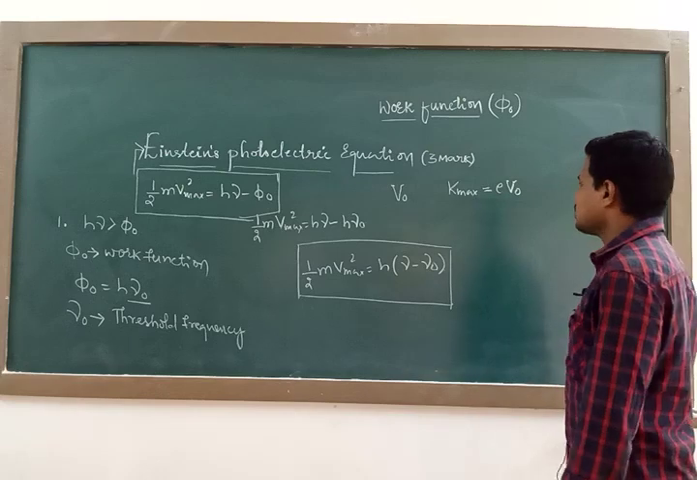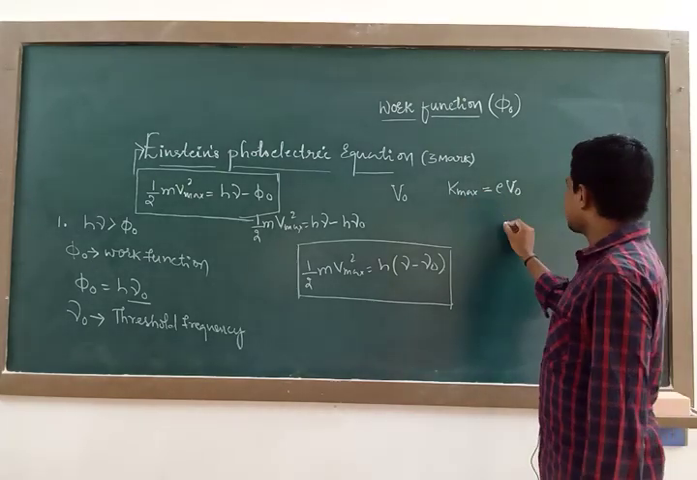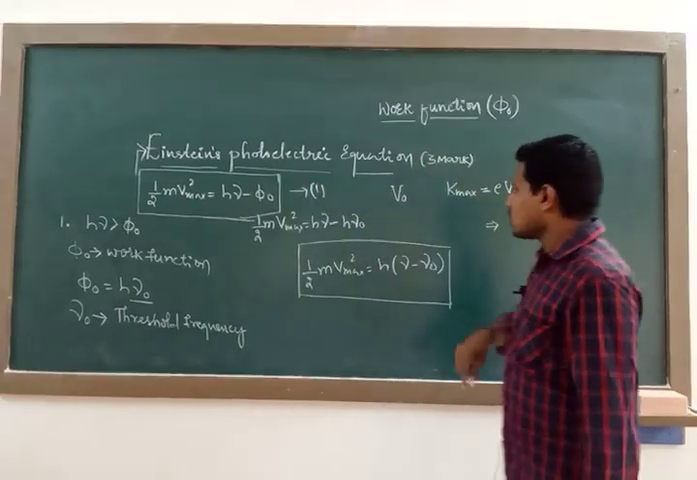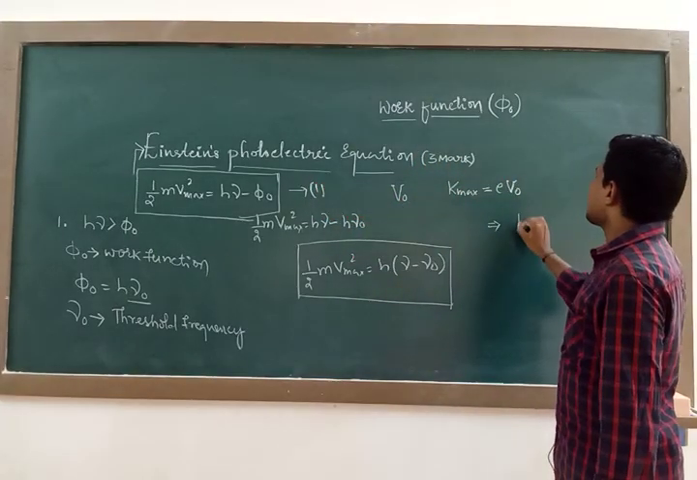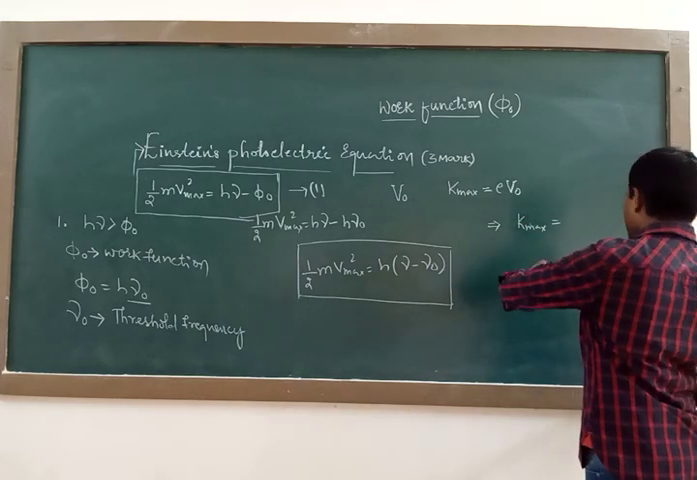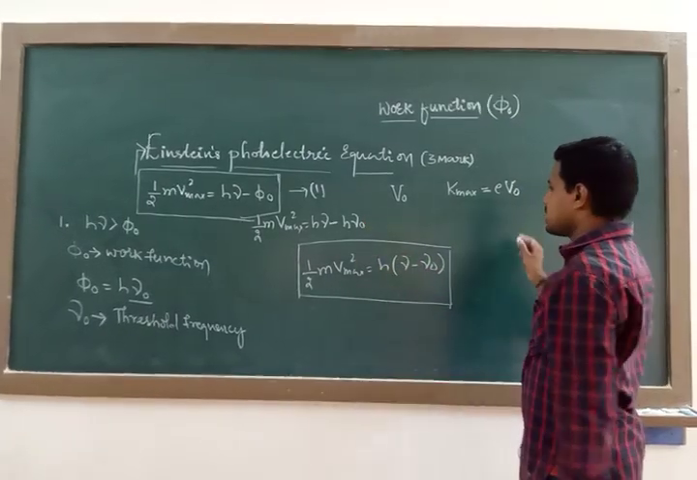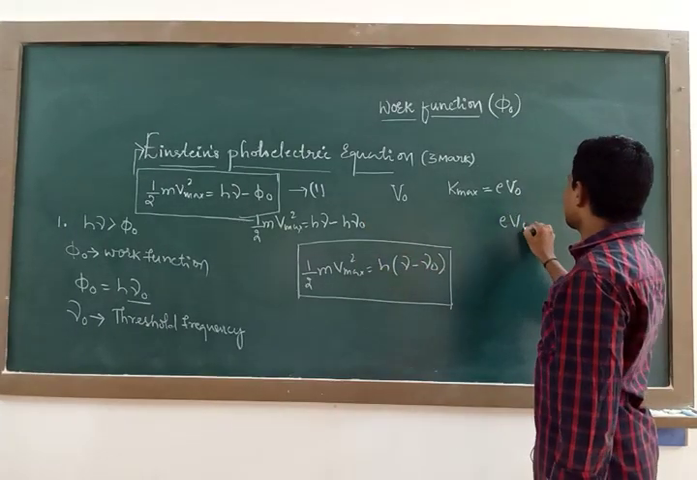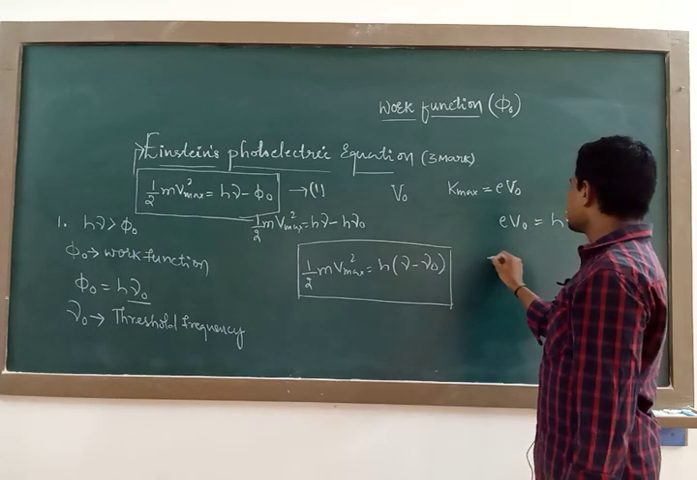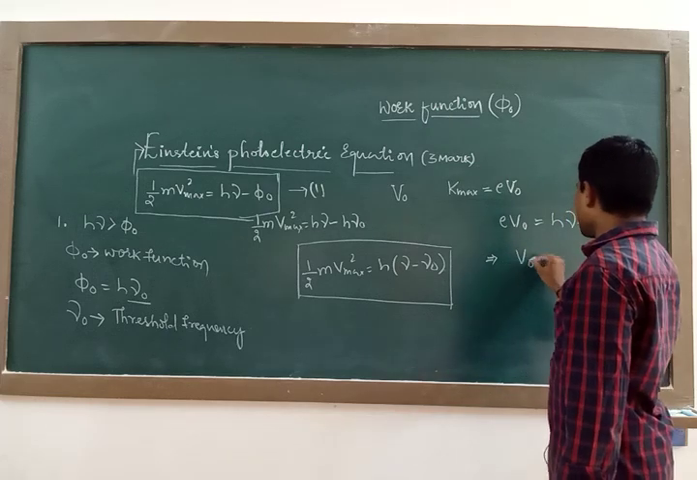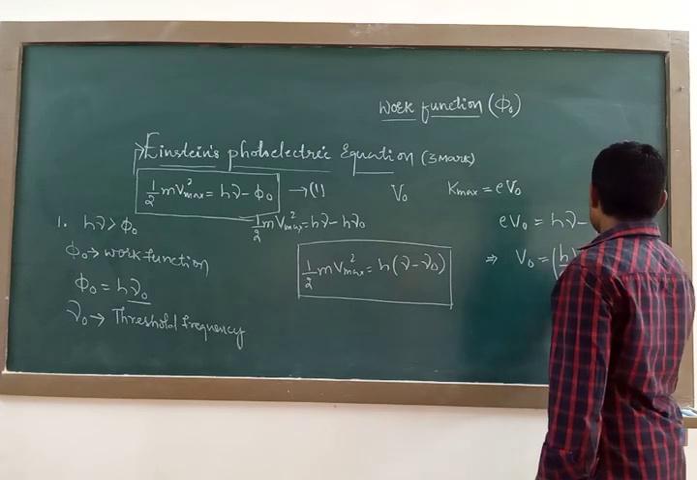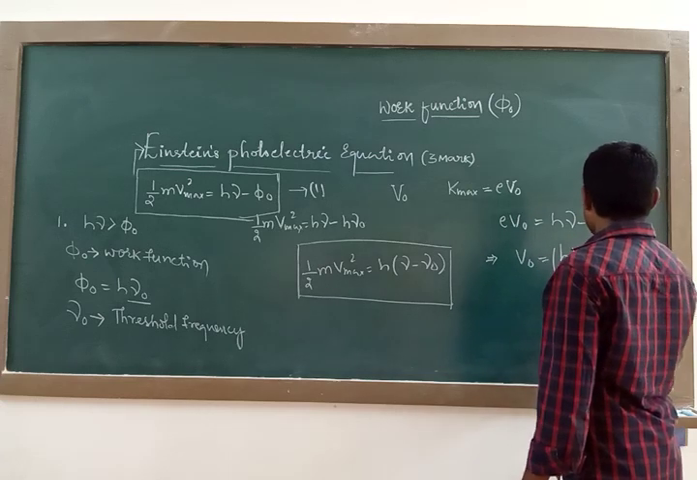So now I can express K max is equal to eV0. Therefore, what does equation 1 become? Equation 1 becomes K max is equal to eV0. So in place of K max, I will write eV0 is equal to hν minus φ0. So from this equation, V0 is equal to h by e into ν minus φ0 by e.